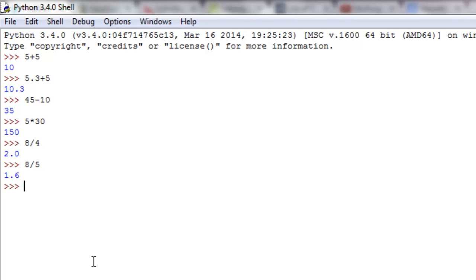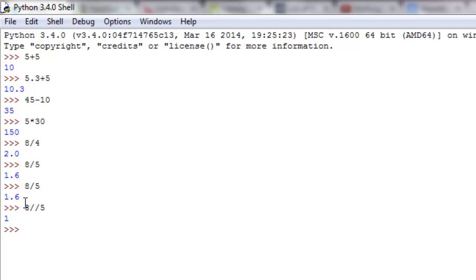But if you don't want a floating point, you want just an integer, we can use 2 forward slashes. So 8 divided by 5, we should just get a 1. Whoops, I did it wrong. 8 // 5, we should get just a 1. Okay, so when you use these 2 slashes, it gives you just an integer value.